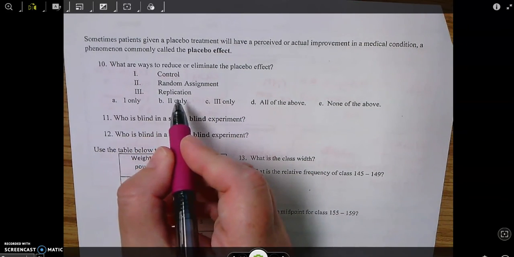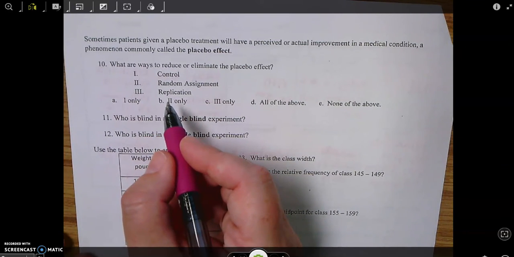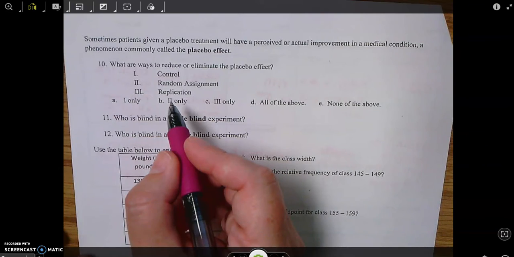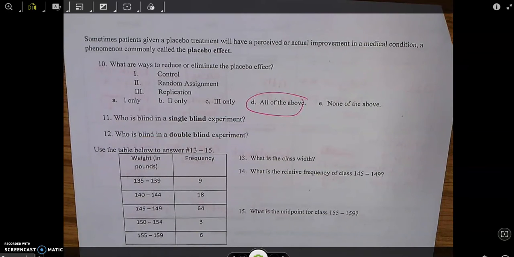Replication. Yes, once you do an experiment, you have to have it to where other people can reproduce it to check the validity of your data. So the answer is all of the above.